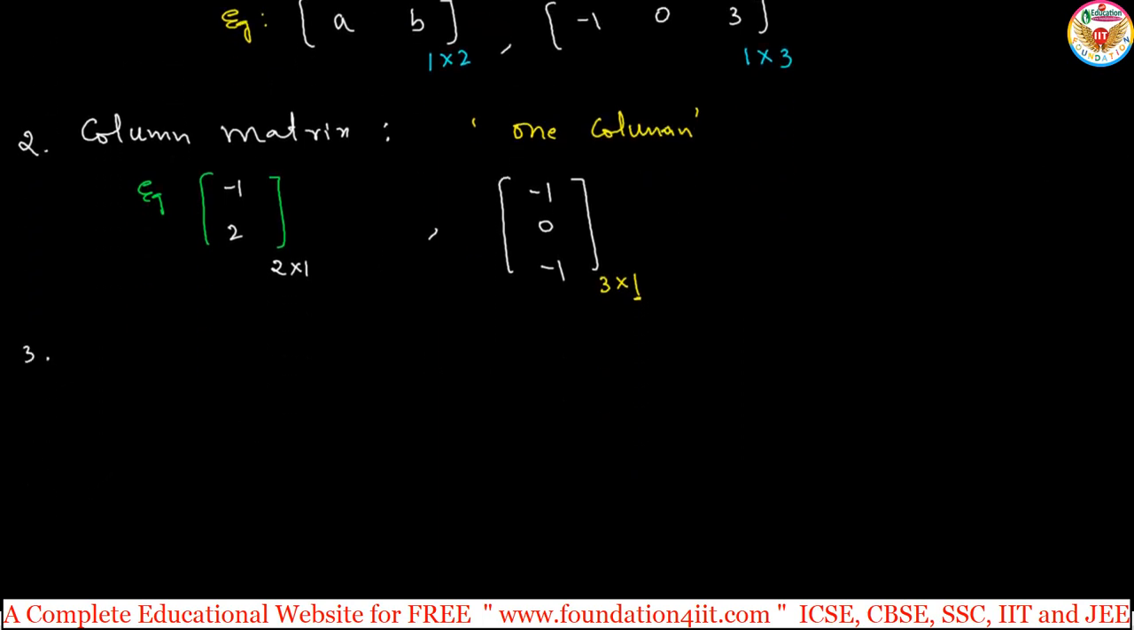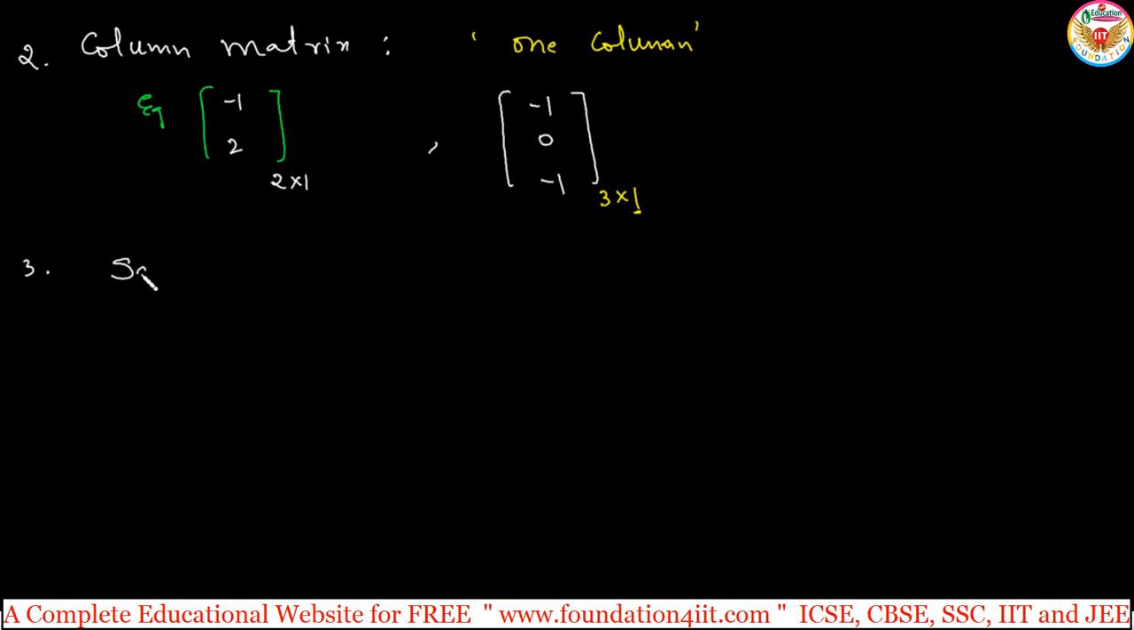Square matrix. We have 7 types. In this square matrix, you can see the meaning from the word square, right? The original meaning of a square is that four sides are equal, so length and breadth must be the same. That means a matrix which has an equal number of rows and columns. Rows and columns are equal, that is a square matrix.